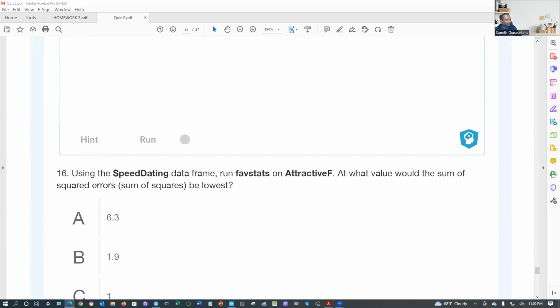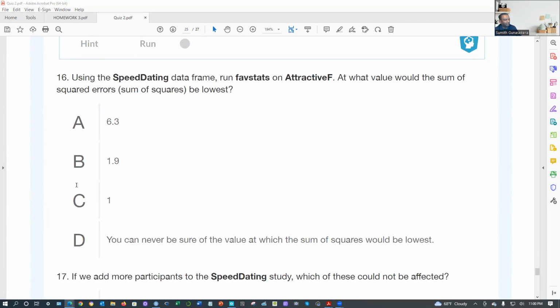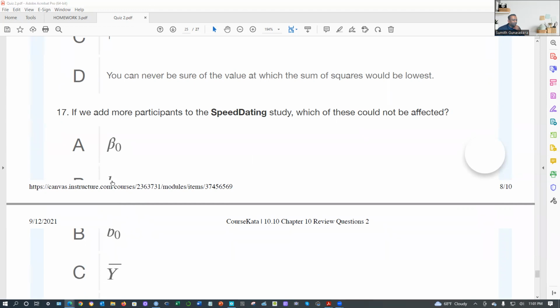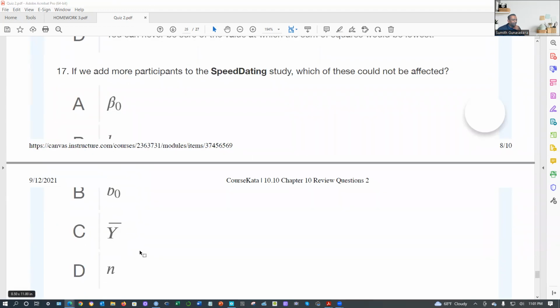Sum of squared error. Okay, you can run this one and find that value. If we add more participants to the speed dating study, which would not be affected? Beta naught, which is what? The empty model. This B naught was a parameter estimate. N will increase and the estimate will change, but the parameter will never be affected.